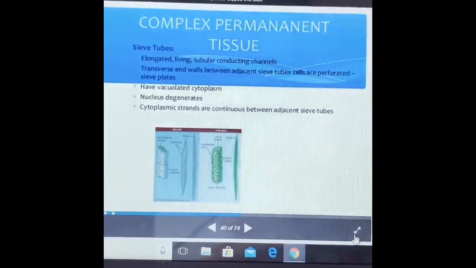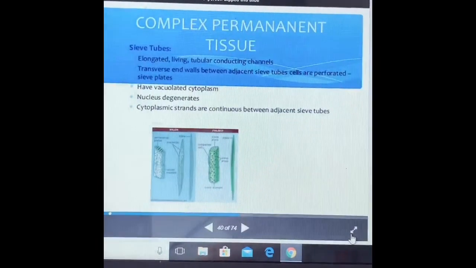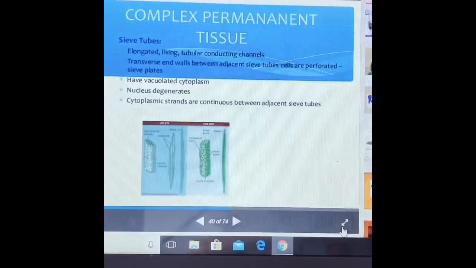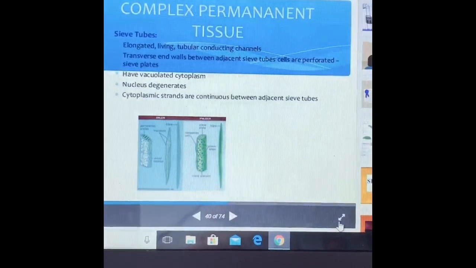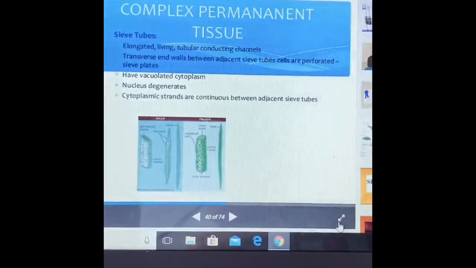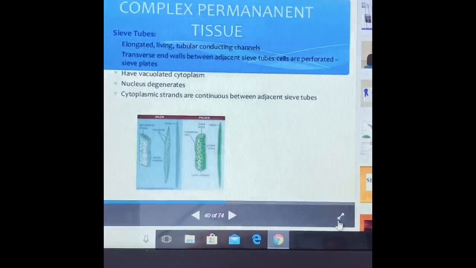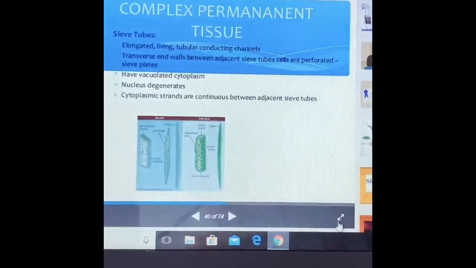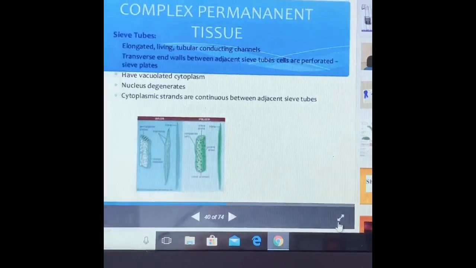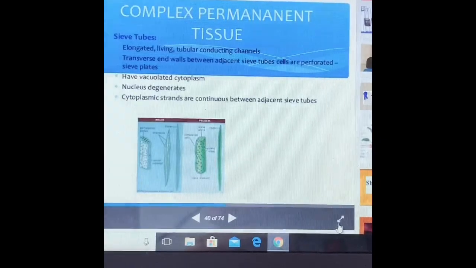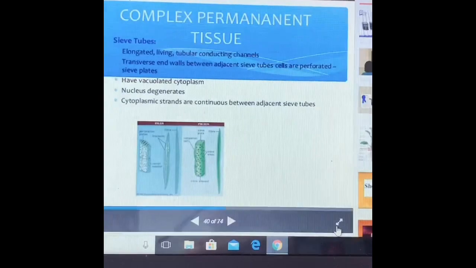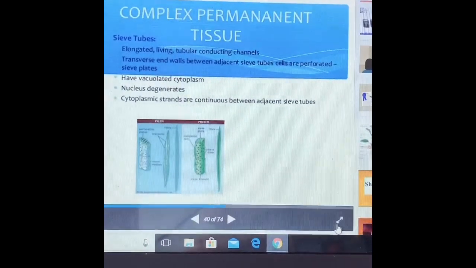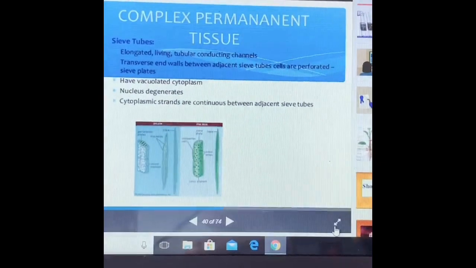Sieve tubes are elongated, tubular, living conducting channels of phloem. A sieve tube is formed of a large number of thin-walled sieve cells, placed end to end in a linear row. The transverse end walls between adjacent sieve tubes are perforated. They are called sieve plates. Sieve plates are slightly bulged out. Sieve tubes have vacuolated cytoplasm. The nucleus degenerates. Cytoplasmic strands are continuous between adjacent sieve tube cells through the pores of the plates.